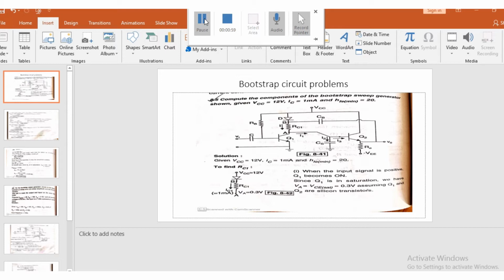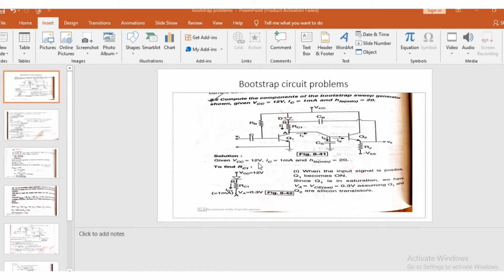First we write down all the given values. You can see here, given VCC equal to 12, IC equal to 1 milliamp and HFE minimum equal to 20. Now first we have to find RC1. This is the component we have to find first. For finding RC1, this is the equivalent circuit shown in figure 8.42.